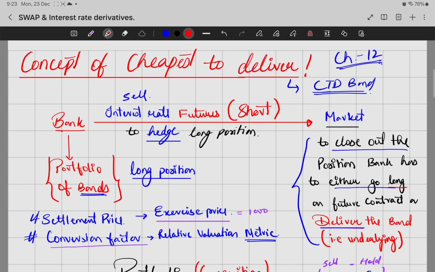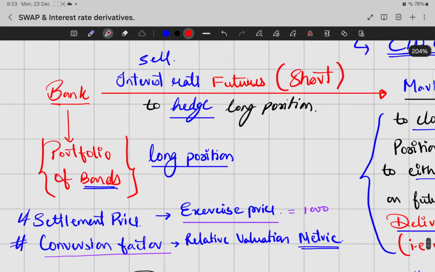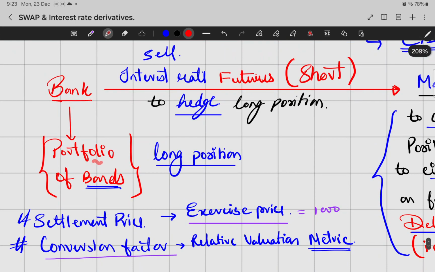Let's just say you have a bank. A bank holds a portfolio of bonds, or it has a short portfolio of the bonds. That is, it has a short position on the bonds. What do you mean by that? You have a loan on the bonds, like you have issued these bonds, whatever would be the case. Okay, let's just say the bank has a portfolio of bonds, so you have a long position on the bonds.